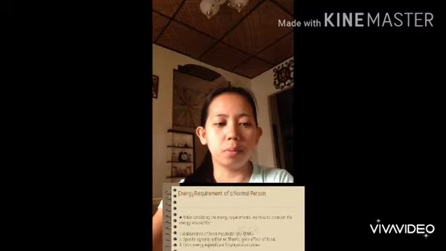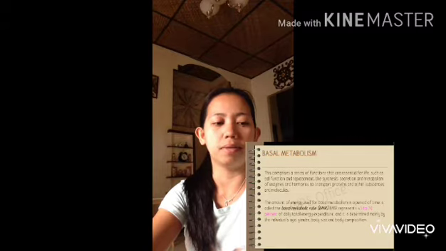Energy requirements of a normal person. While calculating the energy requirements, we have to consider the energy required for maintenance of basal metabolic rate, specific dynamic action or thermogenic effect of food, and extra energy expenditure of physical activities. Components of energy requirements.